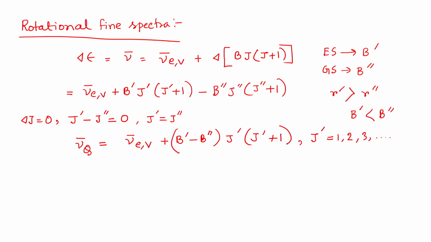So there are two more bands, P, Q, R. Q is in between, right? And what about delta J equals plus 1? That means your J dash minus J double dash is plus 1, and that eventually means your J dash is equal to J double dash plus 1. So for your nu bar, I'm not writing now what it is going to be.